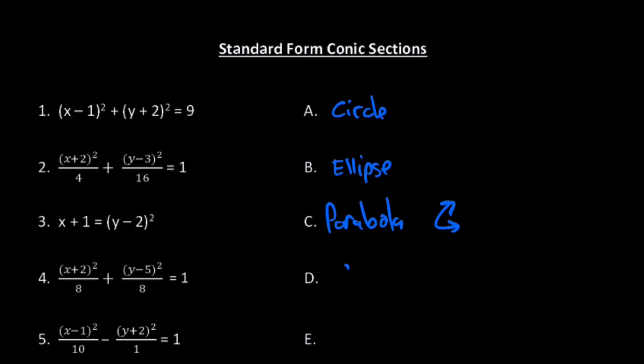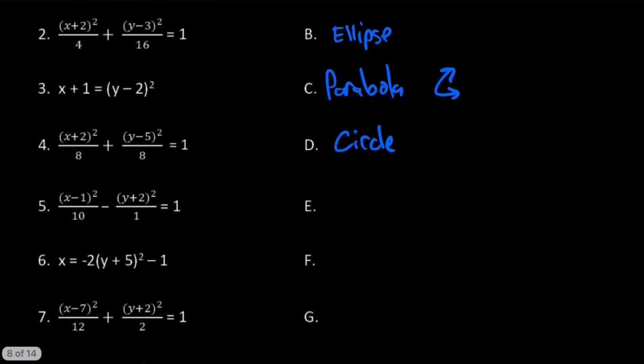Question 4 is actually a circle because the x pole and the y pole are the same. They are both square root 8. That would be the radius of that circle. 5, because of this, that's a hyperbola. 6, there's only one square term right there. x equals negative y squared. So you just have to identify it as a parabola, but it'll be a sideways parabola tipped to the left.